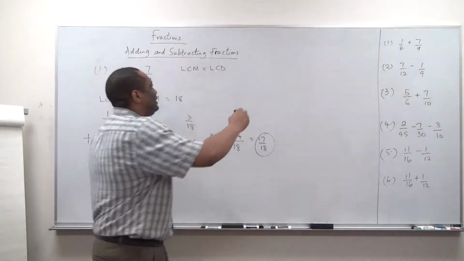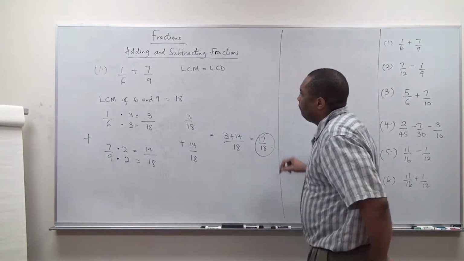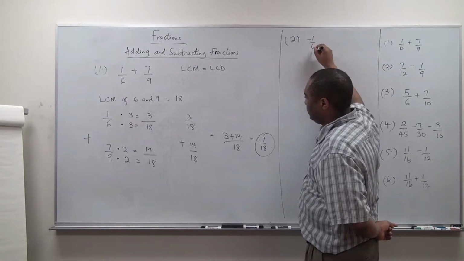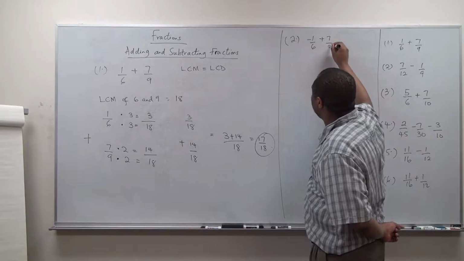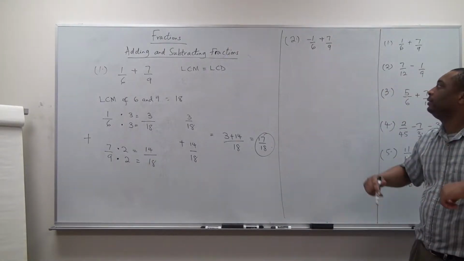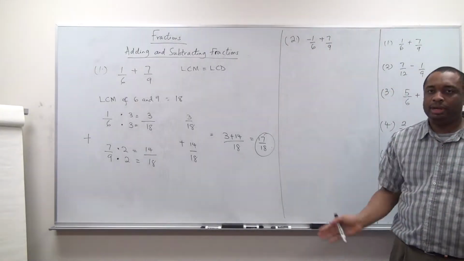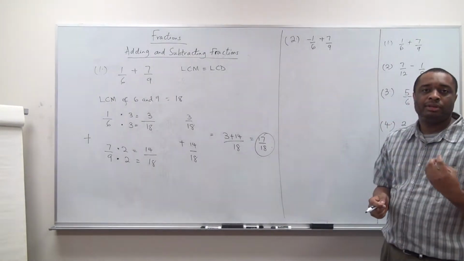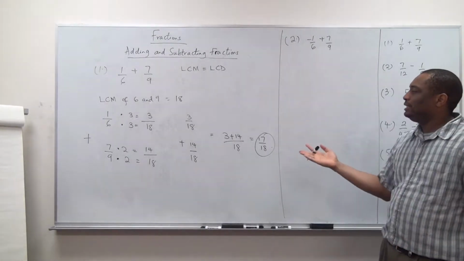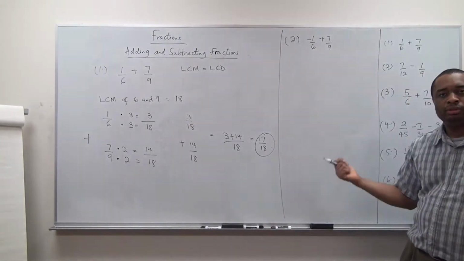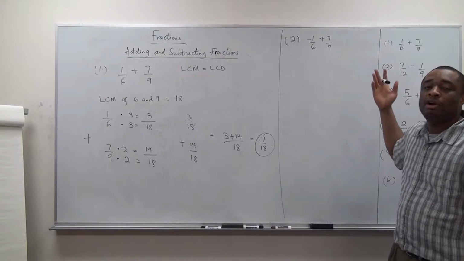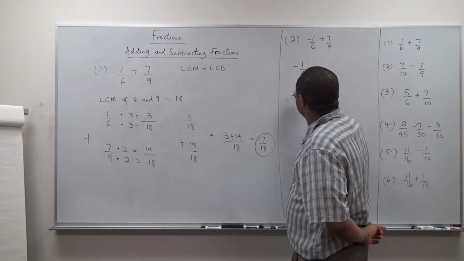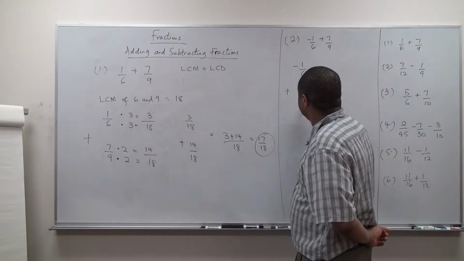Now, what if we say, example 2, negative 1 over 6 plus 7 over 9. Remember, you don't have to worry. The same way you do the addition and subtraction of integers, that is the same way you will do the addition and subtraction of fractions. In this case, we have negative 1 over 6 plus 7 over 9.